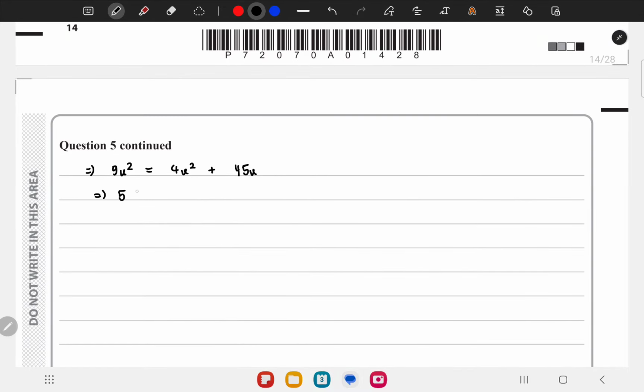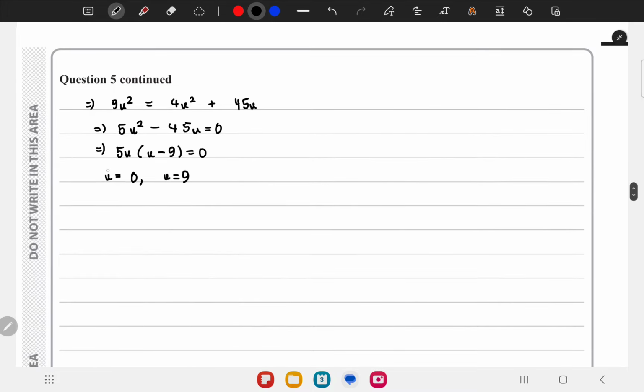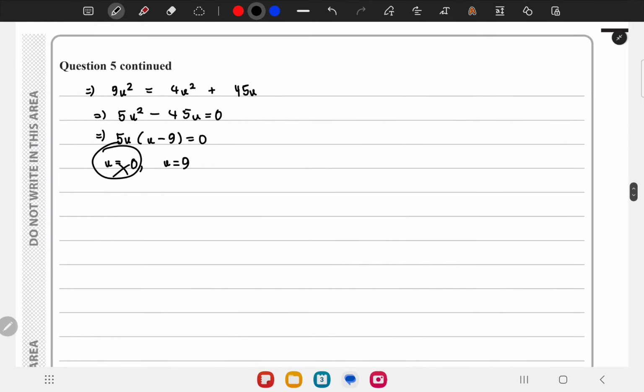From here we can find a quadratic. So taking everything to the left, we have 5u square minus 45u equal to 0. We can take 5u common and have u minus 9. So the value of u can be equal to 0 or equal to 9. Since it's moving, it cannot be 0, so u must be equal to 9.